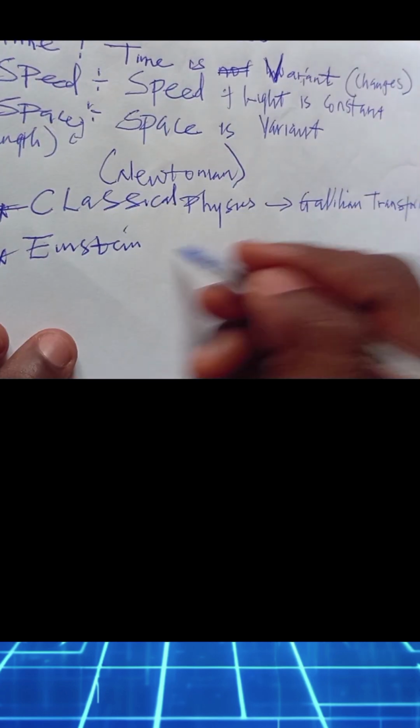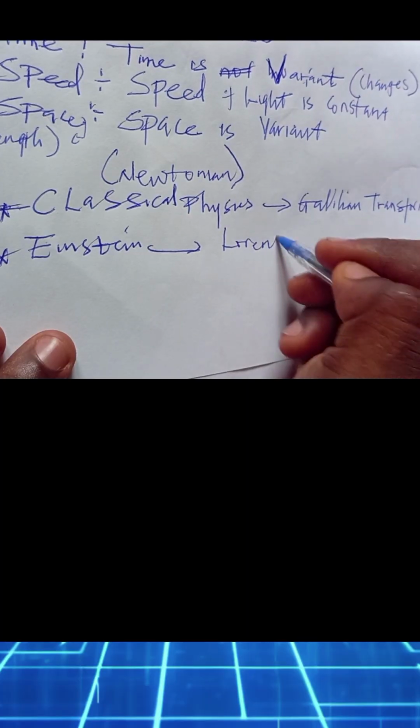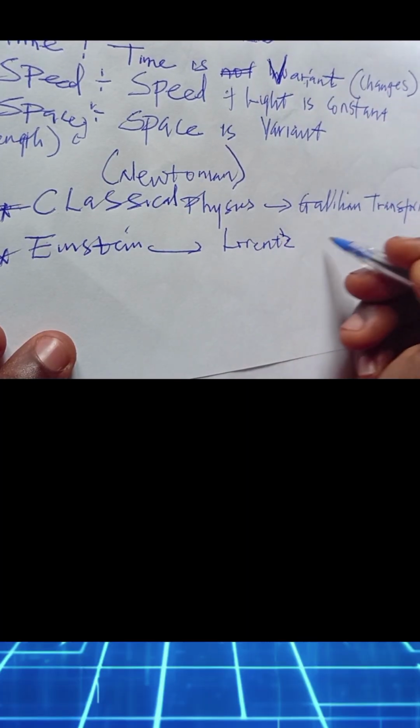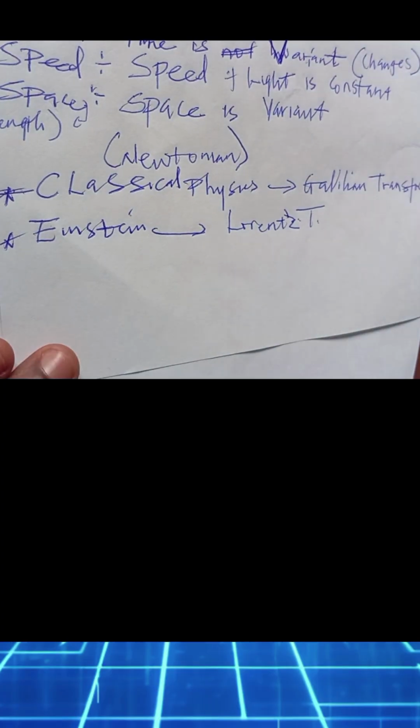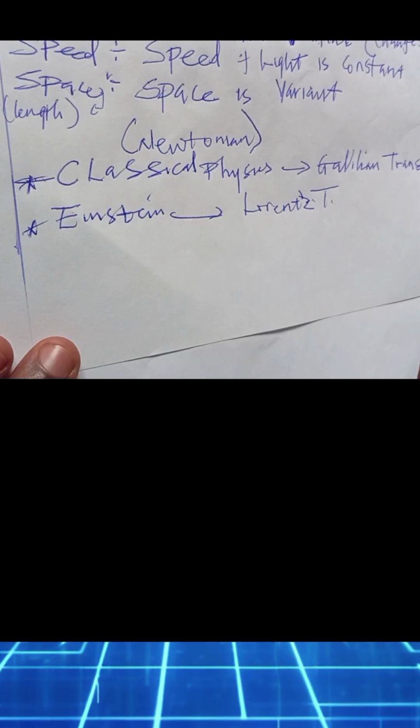Einstein. So the Einstein, where you'll be looking at the Lorentz transformation. I will be using LOT. Whenever I say or write LOT, please know that I mean Lorentz transformation. So Galilean transformation is from classical physics, while Lorentz transformation is from the Einstein physics. That is what we want to give out today.